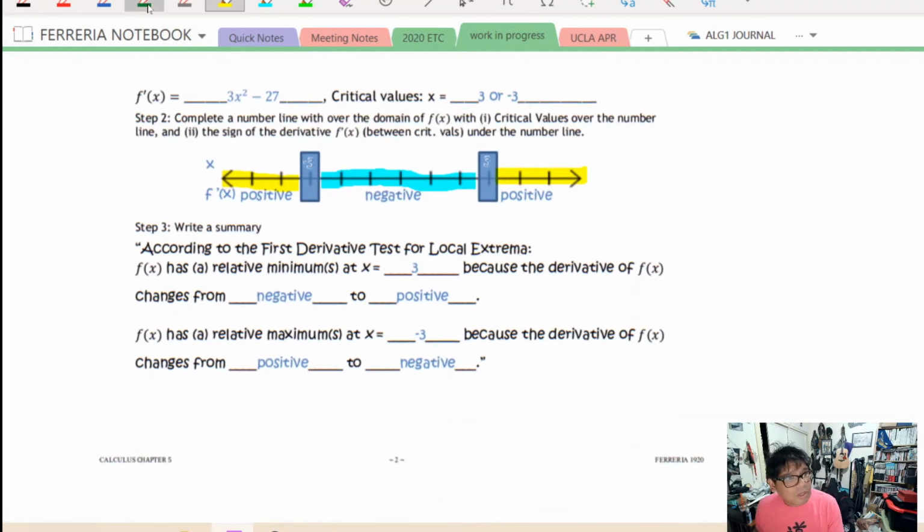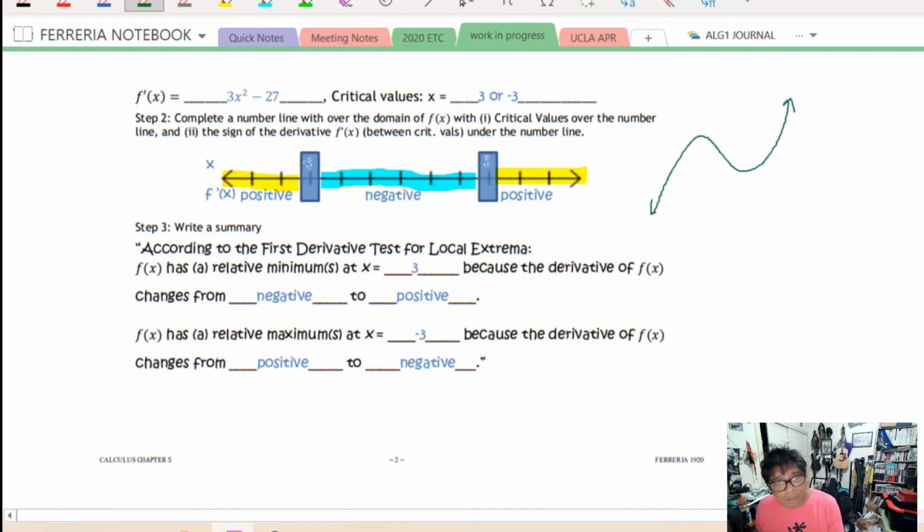Also, notice that we're looking at a cubic function, so we should have known that the shape is probably going to be something like this. A positive cubic function usually looks like this, unless it's kind of collapsed and you have a double root.